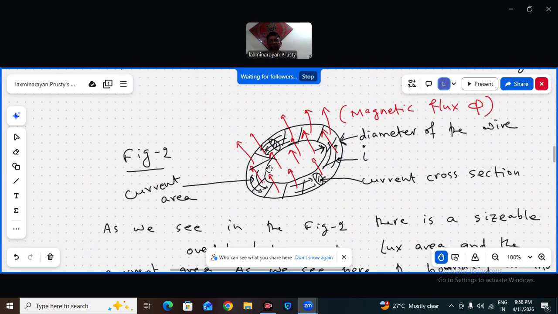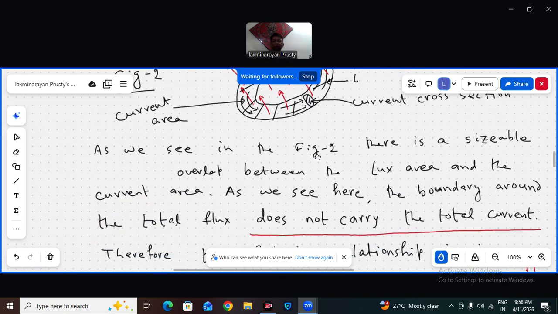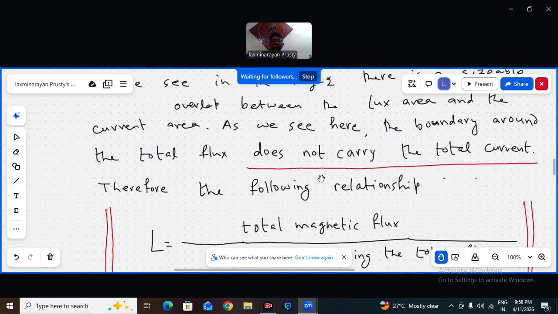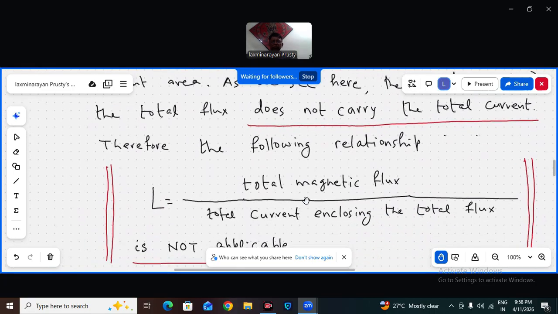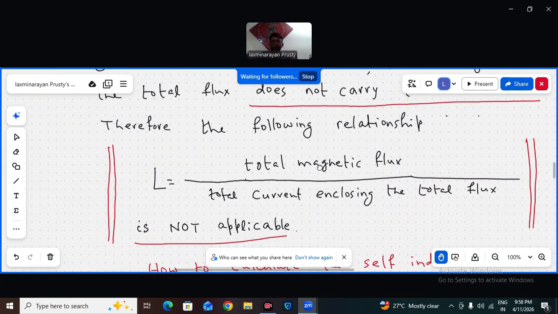And if you say the inside area flux, that is bounded by total current, but that is not the total flux. That inside area flux is not the total flux, even if it is bounded by the total current. And the total flux is bounded by just an outer line, but the outer line doesn't carry total current. So it is very difficult to find the proper contour here so that we can use flux by total current.